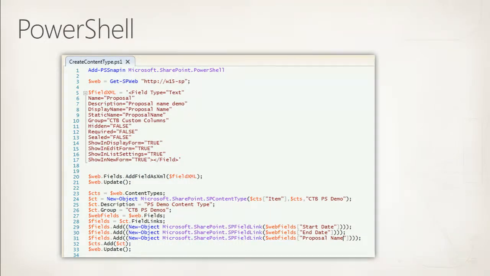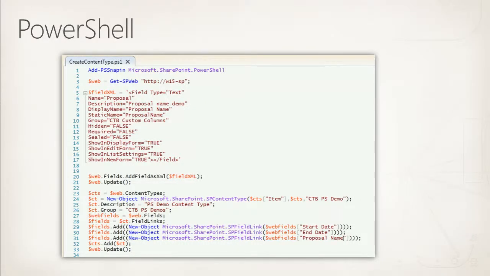The next example we want to talk through is actually using PowerShell. Again, this is a very basic, rudimentary example. What I'm showing here is basically creating a brand new column. It's called Proposal, and I think I just defined it as a field type of text. Basically I'm creating that new column and adding that column to the site. And then I'm creating a brand new content type.